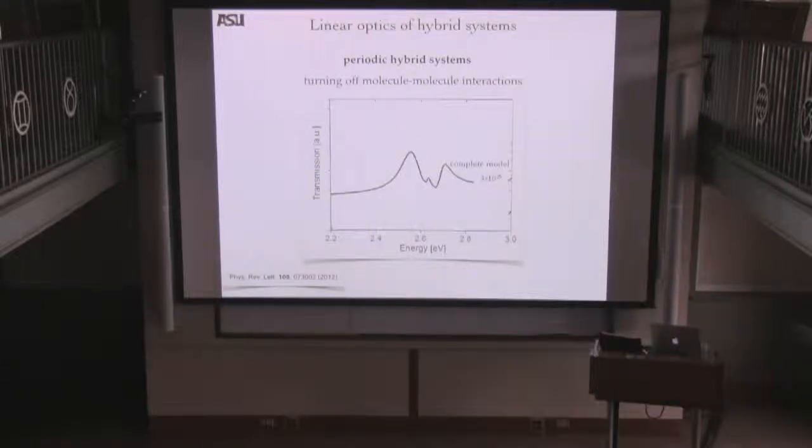So this is a transmission as a function of energy for the complete model where everything is included. So you have these three resonances. Lower polariton, upper polariton, and this third magic mode, right?